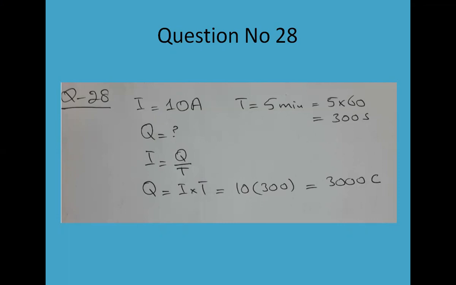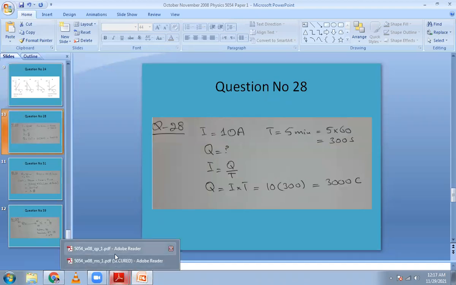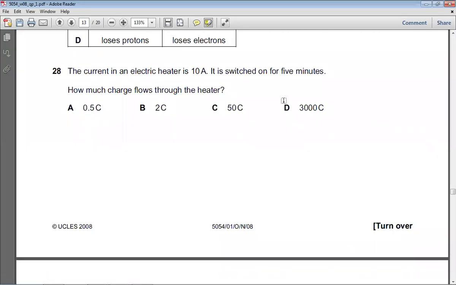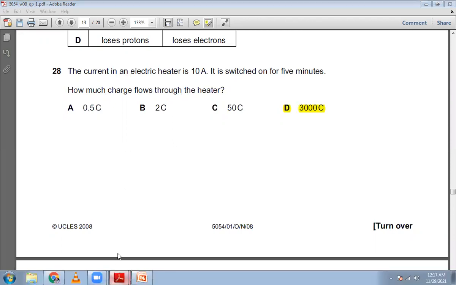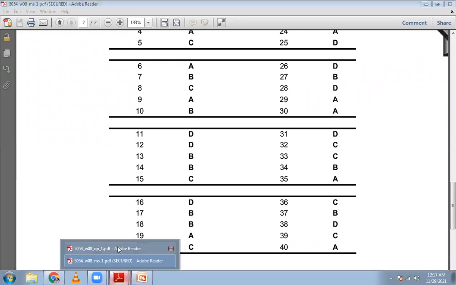3000 coulomb. Question number 28, 3000 coulombs. Let me check. I think D is the right option. Question number 28, D looks the best option to us. 28, D is the right option, sir.